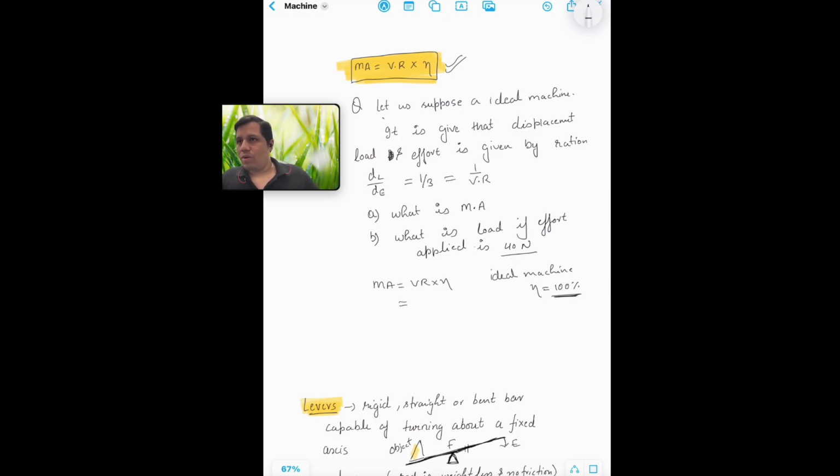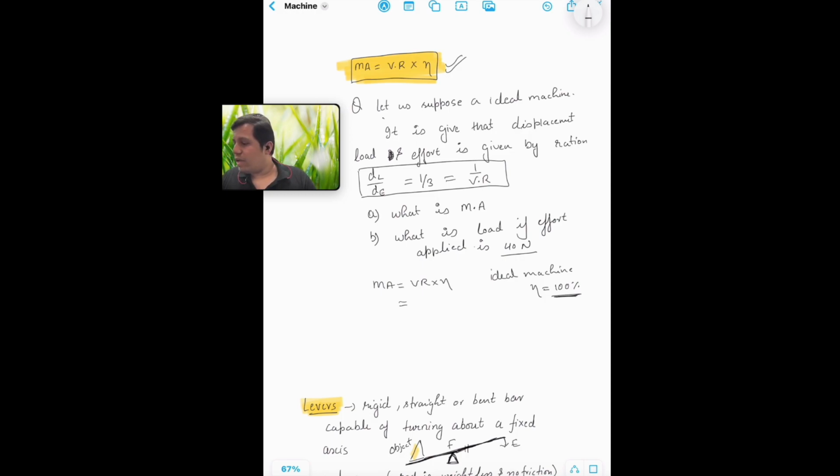Okay, sorry, I have written something wrong there. Your velocity ratio is basically effort by load. So I was saying it right. This is what we are given. So velocity ratio is the ratio of effort by load. That means 1 upon velocity ratio is load by effort. Now you can put this here.